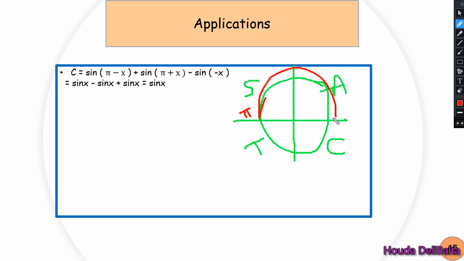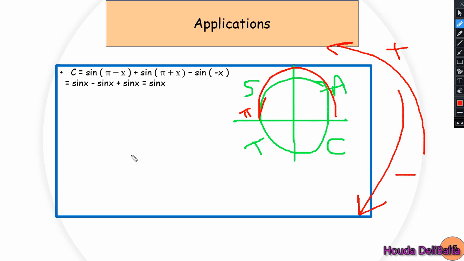So again, I move pi in the positive sense because it is plus pi. Then I go back a little for an acute angle x in the negative sense, which is clockwise. Don't forget, this is the negative sense and this is the positive sense. Now, I am here in quadrant 2 because when I go back a little for a little value of x, I'm in quadrant 2.